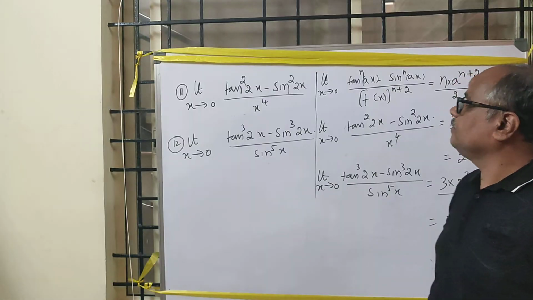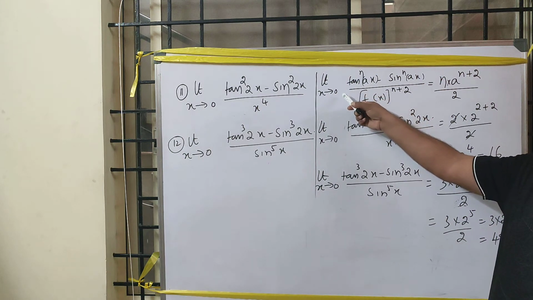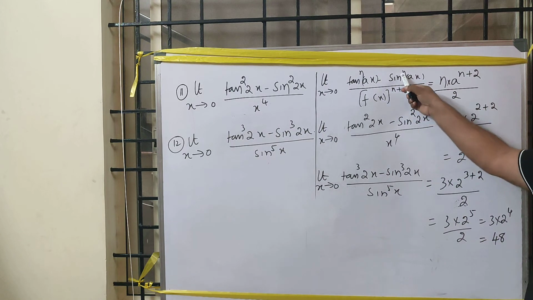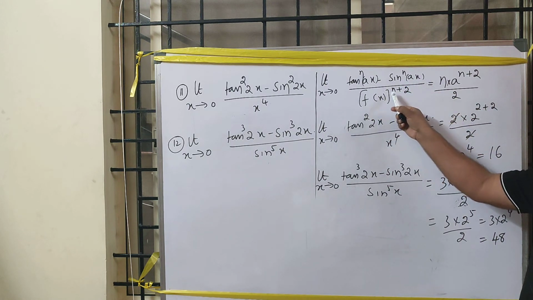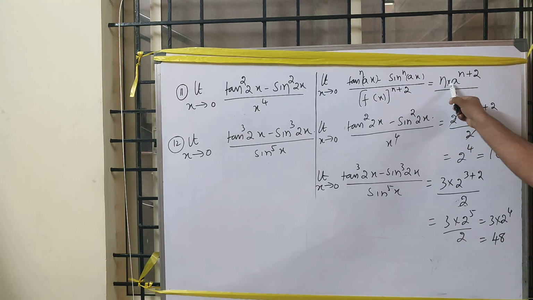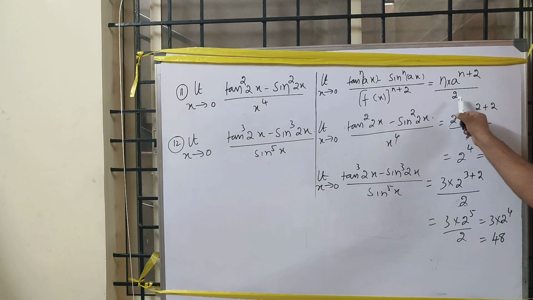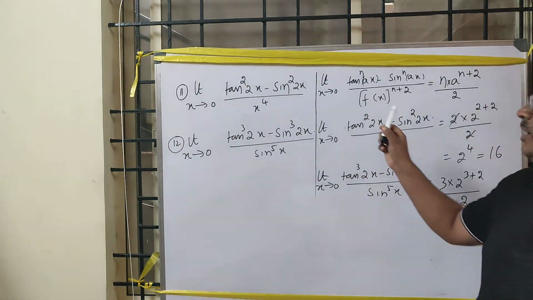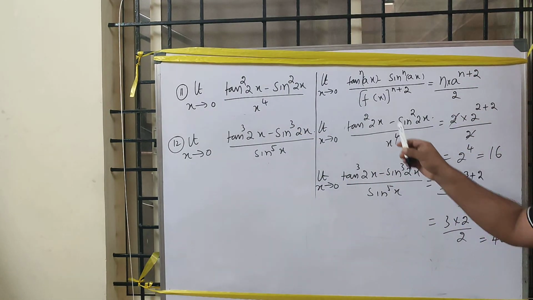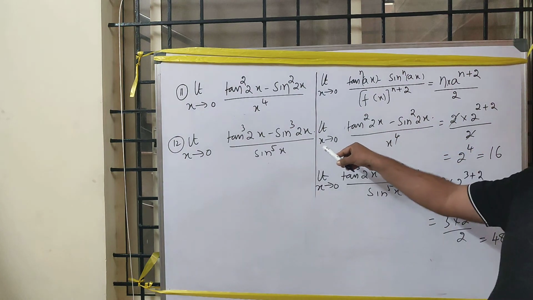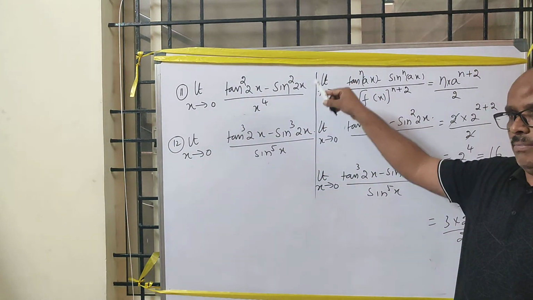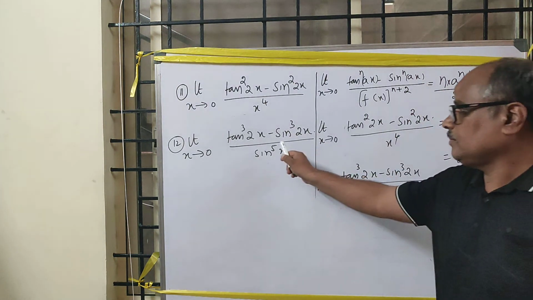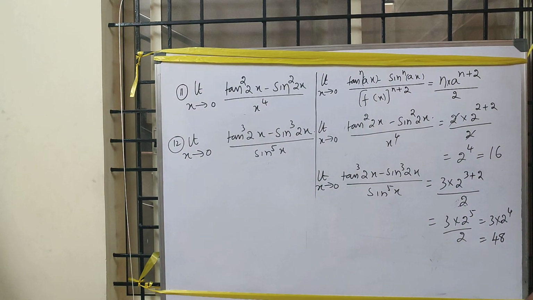You have to remember the given problems are in the form of tan to the power of n ax minus sin to the power of n ax divided by f of x to the power of n plus 2, which gives n into a to the power of n plus 2 divided by 2. We have to remember this while we solve this type of problem. According to that, the answer for the 11th question, which from the counting is actually the first question here, is 16, and for the 12th question, 48.